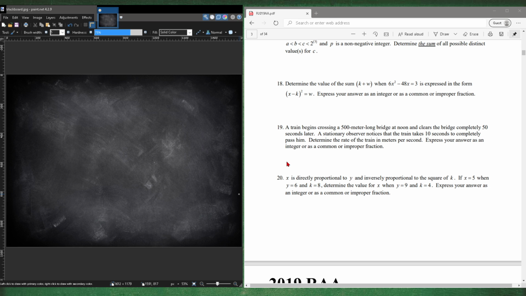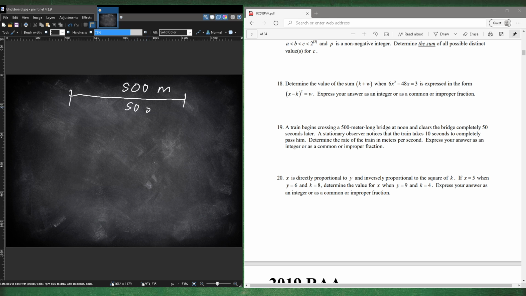Number 19: a train crossing a 500-meter long bridge at noon clears the bridge completely 50 seconds later. A stationary observer noticed that the train takes 10 seconds to completely pass him. Determine the rate of the train. So basically, we could just draw a picture. So let's say we have a bridge, and it's 500 meters, and it took 50 seconds.